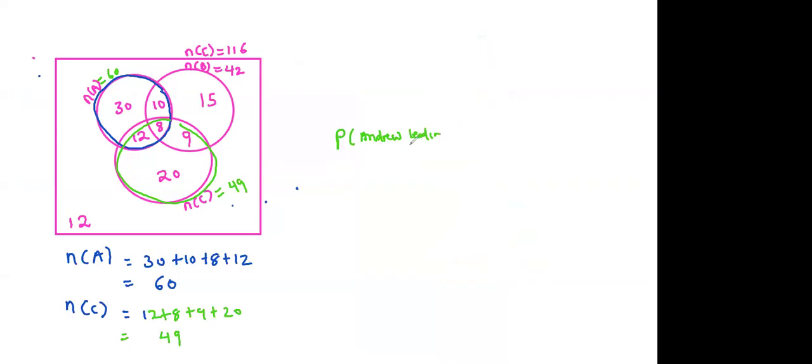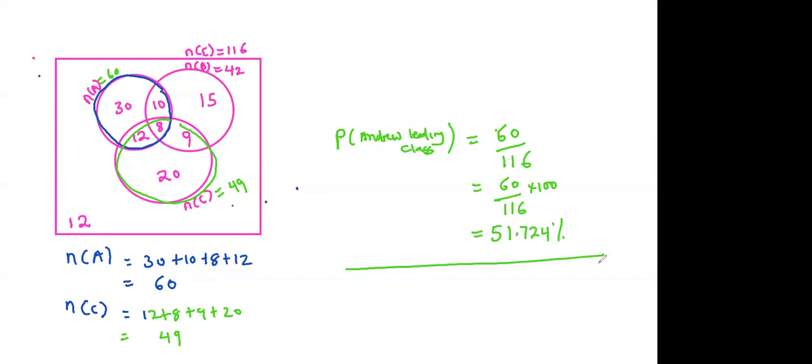The probability of Andrew leading the class is 60 divided by the total number of students, which is 116. But since I've asked for percentages, you say 60 out of 116 times 100. Which percentage are you getting? 60 divided by 116 times 100 gives us 51.724%.